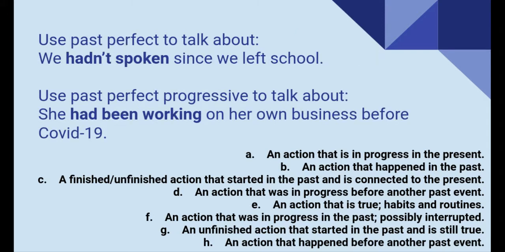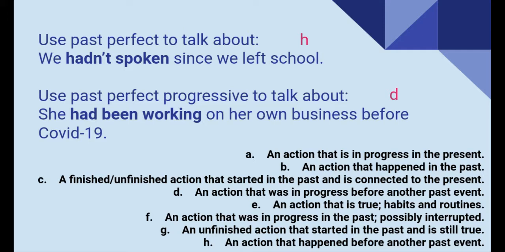Okay, let's continue. Once again, pause the video to match the uses of past perfect and past perfect progressive. Okay, now let's check. We use past perfect to talk about H, an action that happened before another past event. Let's say the past of the past. And we use past perfect progressive to talk about D, an action that was in progress before another past event. Once again, this is like the past of the past.